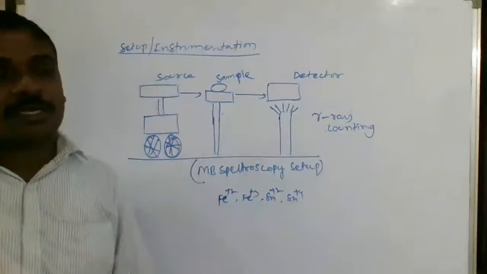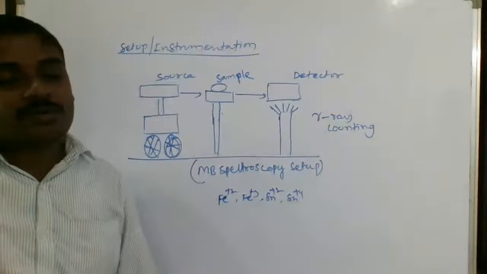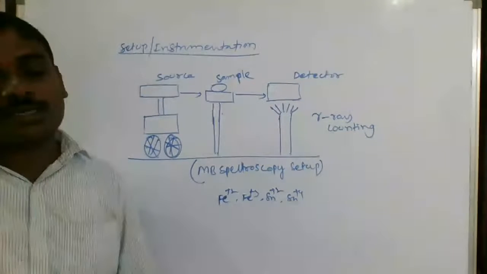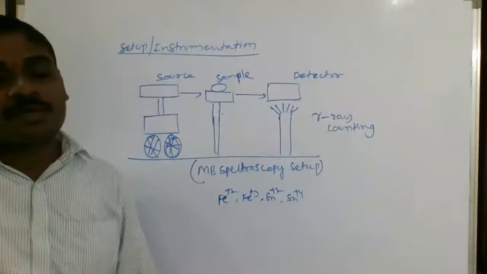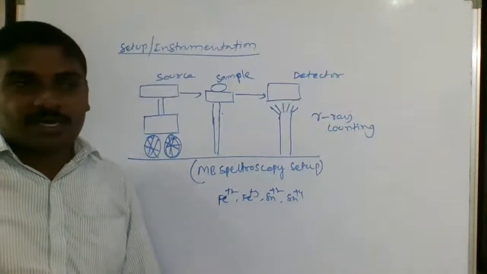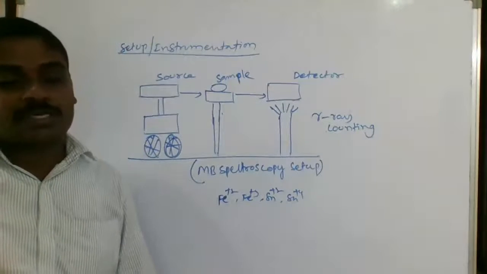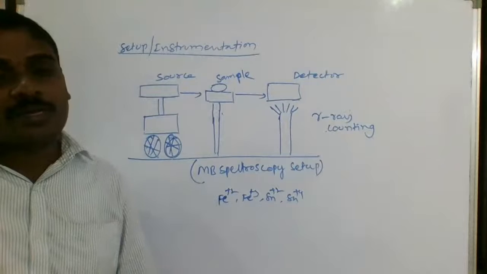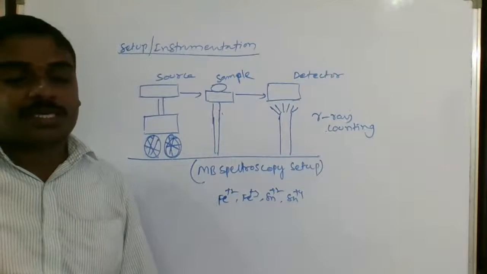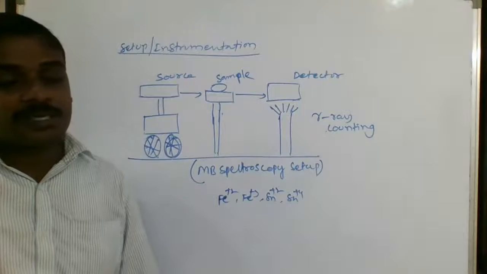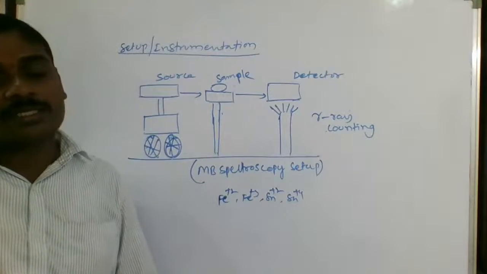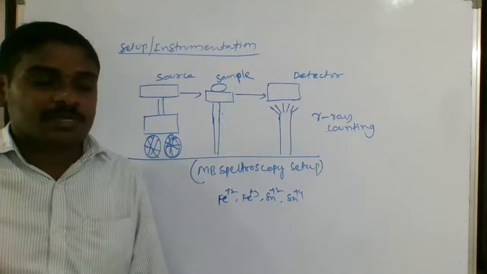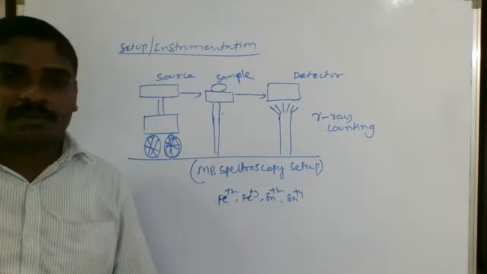Next, in the Mossbauer spectrum, nuclear transitions take place. It involves nuclear transitions that result from resonance absorption of recoil-free gamma radiation by the sample. In the Mossbauer spectrum, these transitions are characterized by the change in nuclear spin quantum numbers.